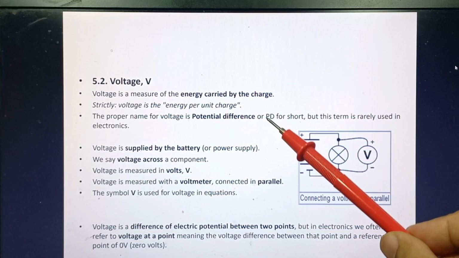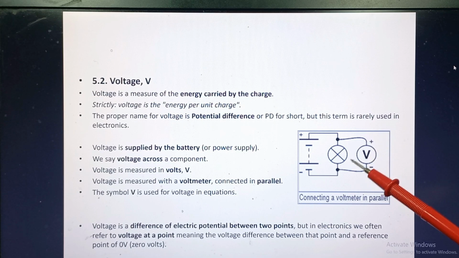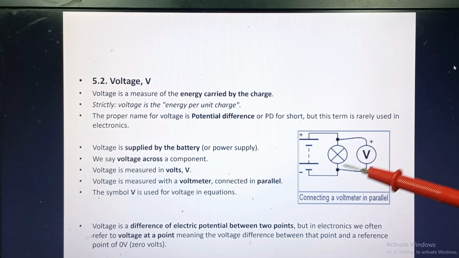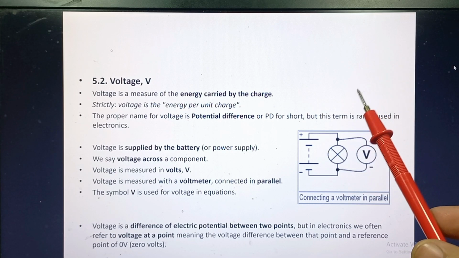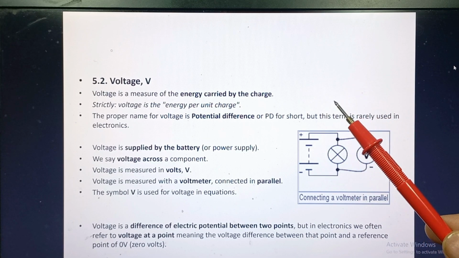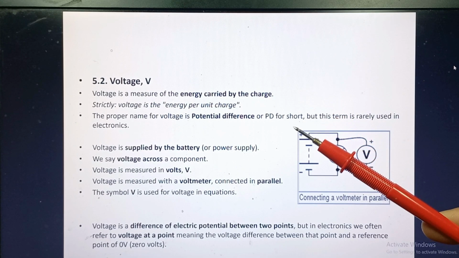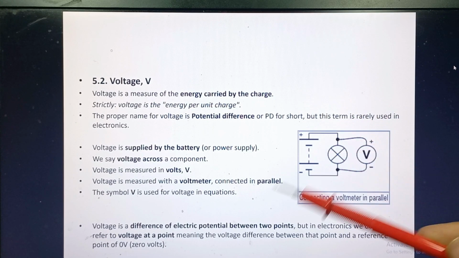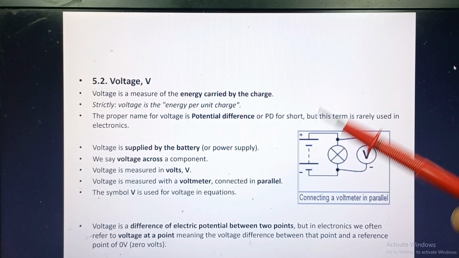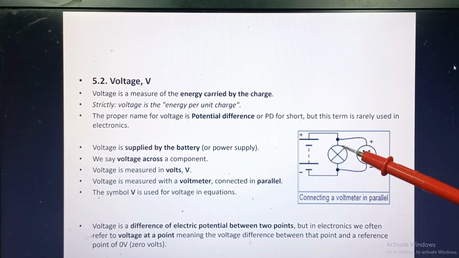Now here you can see how voltage is being measured by connecting a voltmeter in parallel. Voltage is a measure of the energy carried by the charge. We may call it energy per unit charge. Voltage is supplied by the battery or the power source. We say voltage across a component.